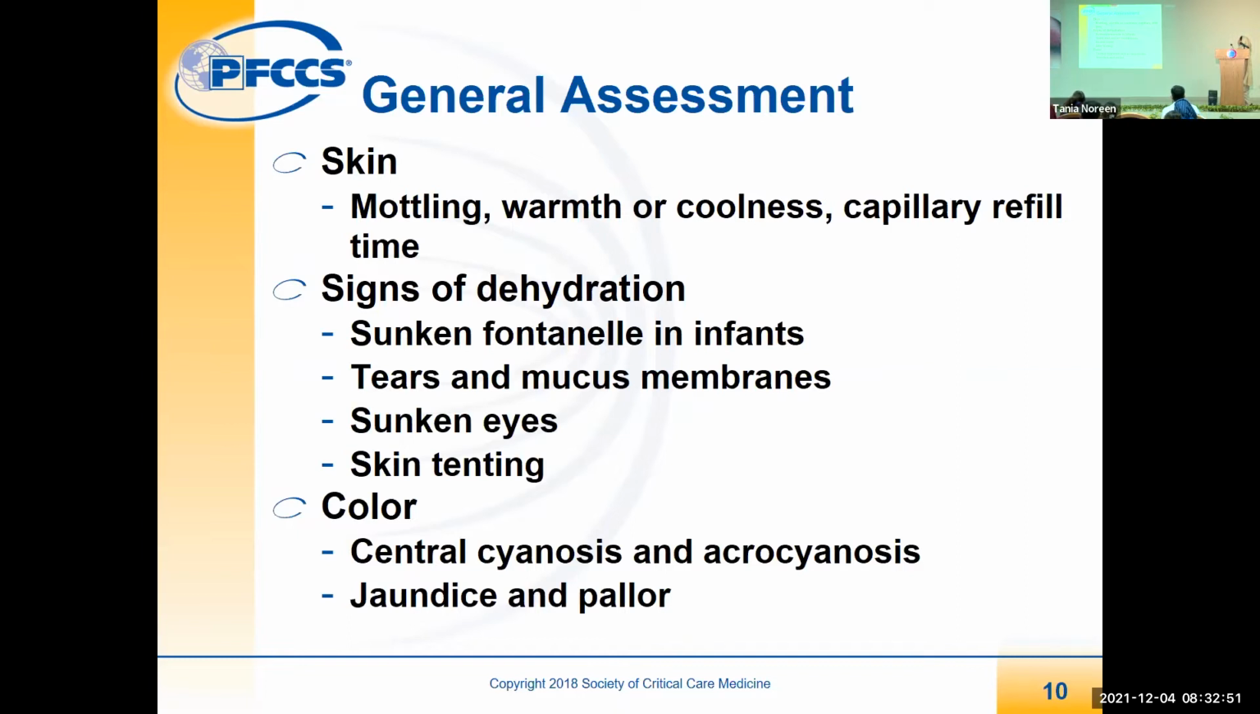And in the color of the skin, you will check for central cyanosis and the acrocyanosis. So there is a difference between acrocyanosis and central cyanosis. There could be acrocyanosis in cold weather. It could be due to respiratory pathology. But if there is central cyanosis, it means there is certain shunting going on in the heart, or there is some cyanotic heart disease present in this patient. Then you have to check the patient for jaundice or pallor.